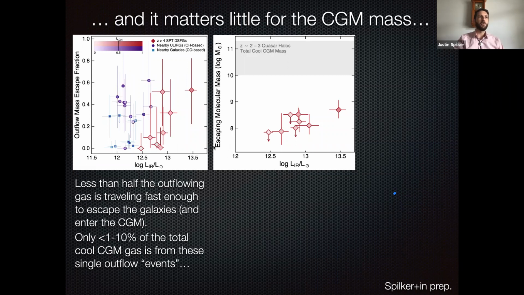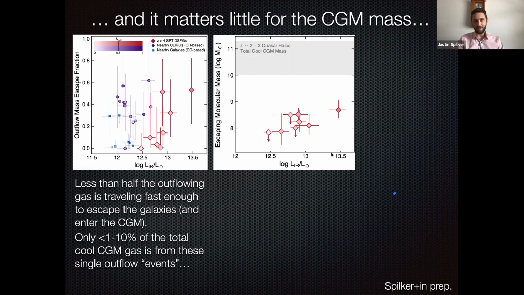So here I'm showing the total mass that escapes these galaxies from these outflows, just as a function of the IR luminosity. Through a lot of Hubble work and a lot of ground-based optical work, we now know that in galaxies that host quasars at about redshift 2 or 3, these massive galaxies, we find CGM total masses of about 10^10 to 10^11 solar masses. In comparison, the molecular outflow masses that are actually going to escape out into the CGM are 1 or 10% of those values.